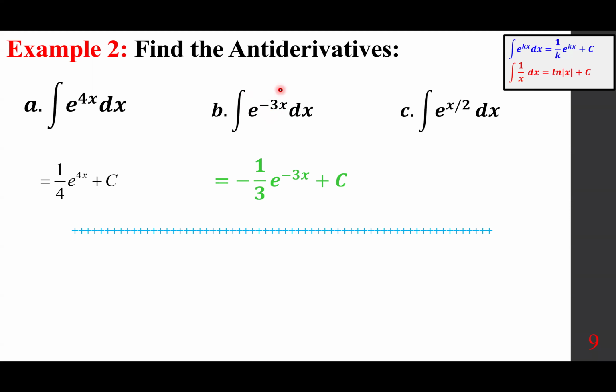E to the power of x over 2. It should be clear that it means e to the power of 1/2 x. Just to be on the safe side, we write it in this fashion. So we know that k, the coefficient of x, is 1/2. Therefore, we're going to write 1 over 1/2 e to the power of 1/2 x, or x over 2, and a constant. Now 1 over 1/2 is the reciprocal of 1/2, or 2. So the final answer is 2 e to the power of x over 2 and a constant.